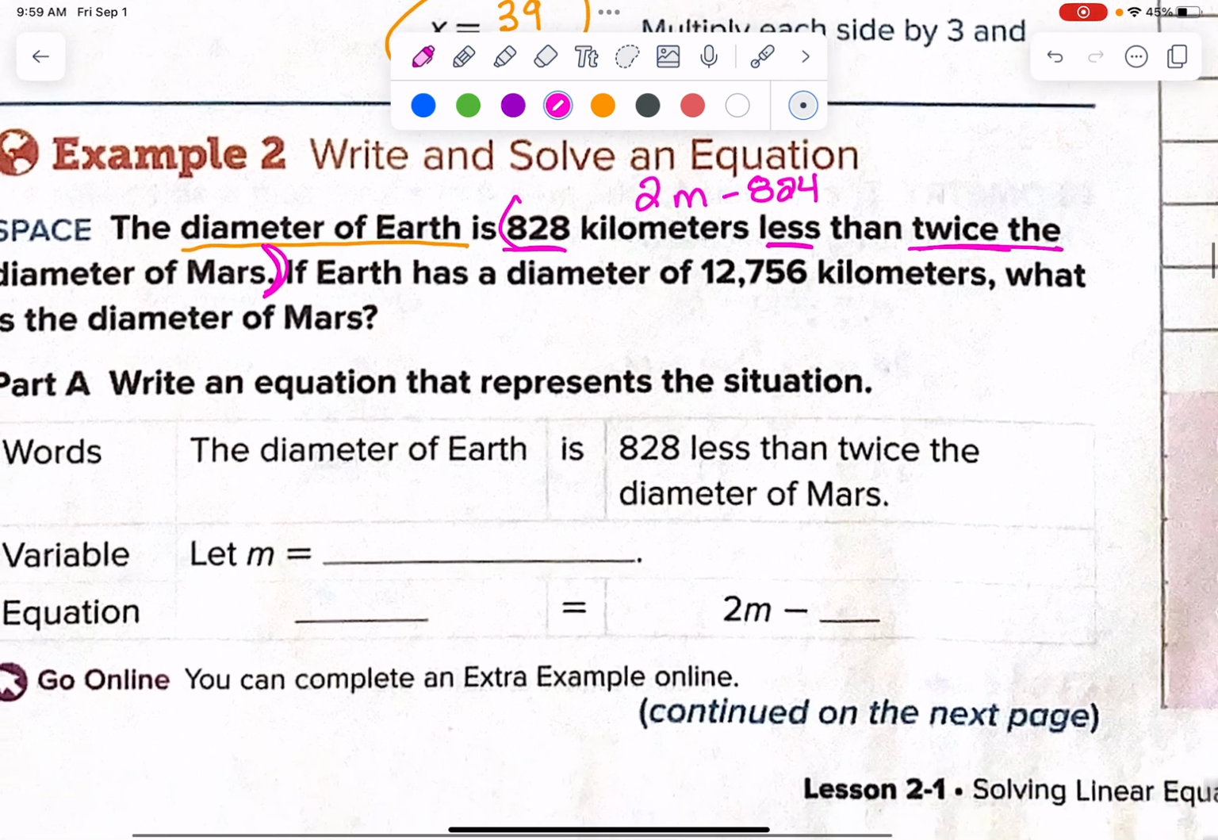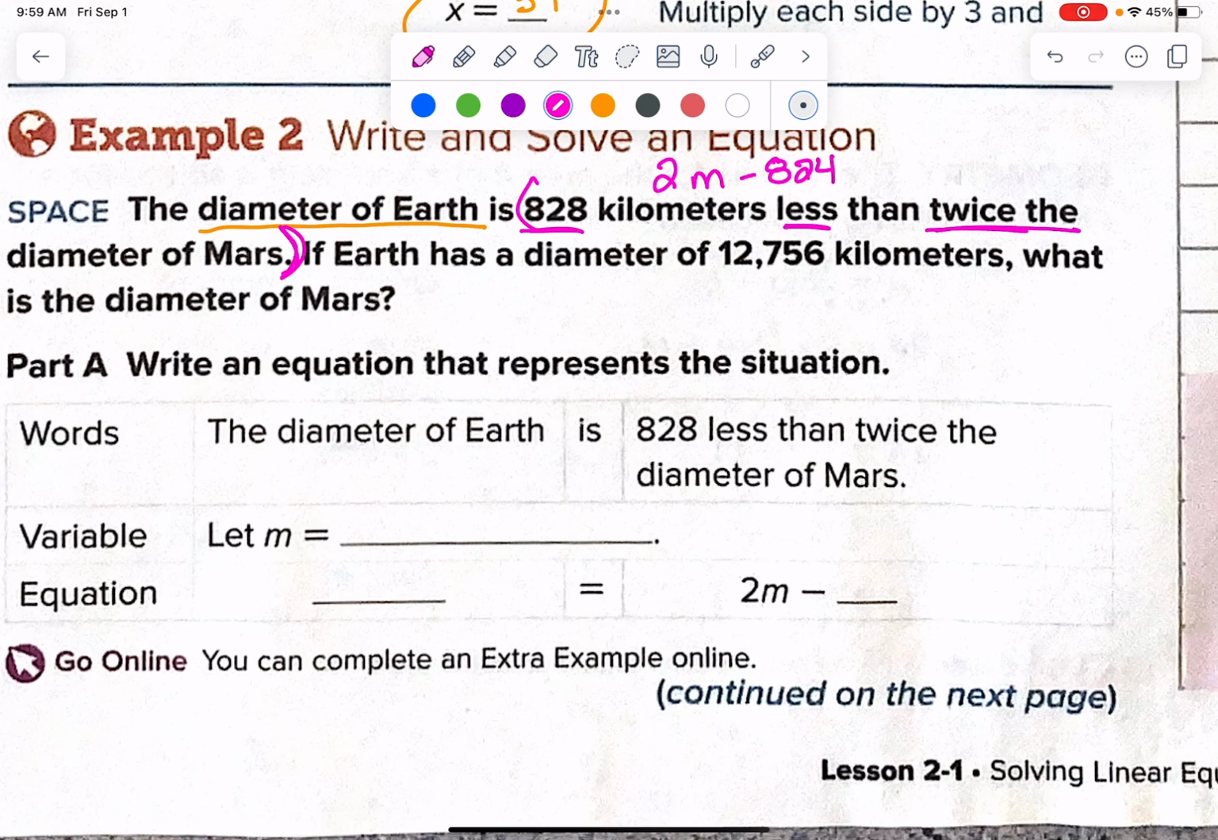All right, so in part A here, they have it chunked out for us a little bit. They say the diameter of Earth is 824 less than Mars. So they said, let's just assign our variable m to be the diameter of Mars. Okay, and we've kind of used m up here when we did our 2m minus 824, and so that's what we're going to write down below here. Our equation, 2m minus 824, and now we're going to incorporate this 12,756. If Earth has a diameter of 12,756 kilometers, what is the diameter of Mars?